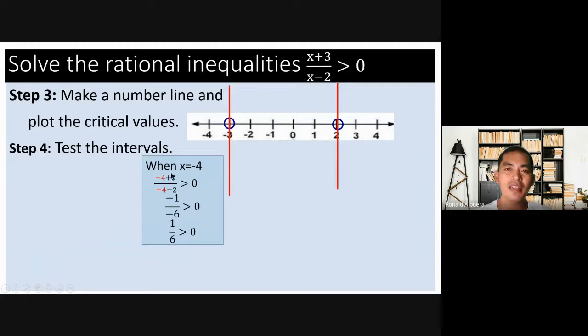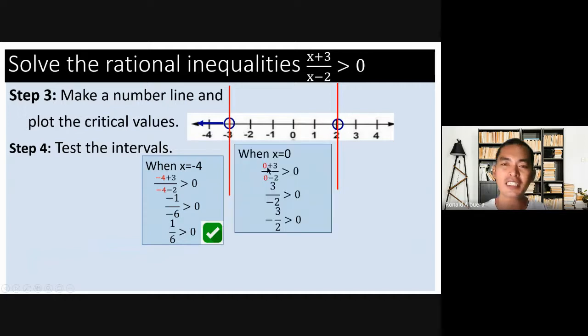So we took -4 and substituted it into the original inequality. It became -4 plus 3 all over -4 minus 2. Is that less than 0? Unlike signs, we subtract: -1. The same sign in the denominator, we add: -6. -1 divided by -6 is 1/6. Is that greater than 0? If your answer is correct, then it's part of the solution. So if you notice, I draw a line going to the left because this is part of the solution.